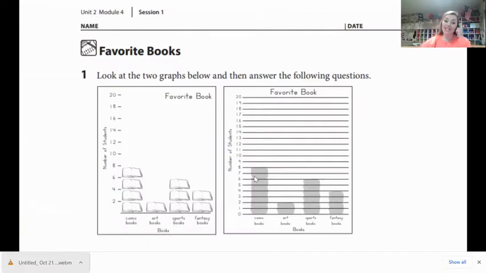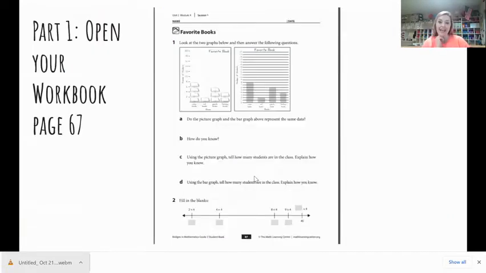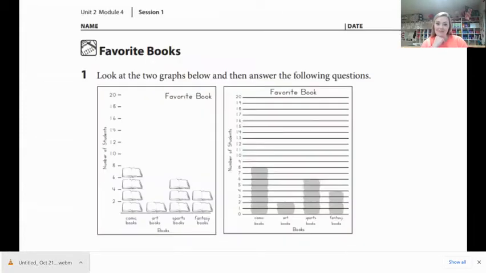So turn to page 67, and we're going to be looking at this workbook page, favorite books, page 67. Let's look really close at number 1. We're going to look at the two graphs below, and we're going to answer some questions.